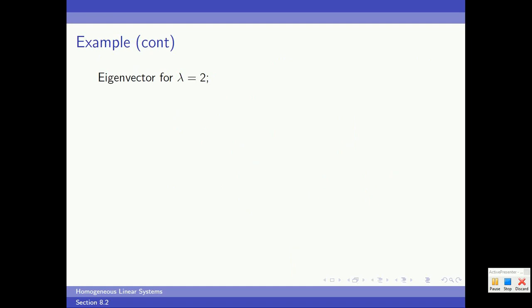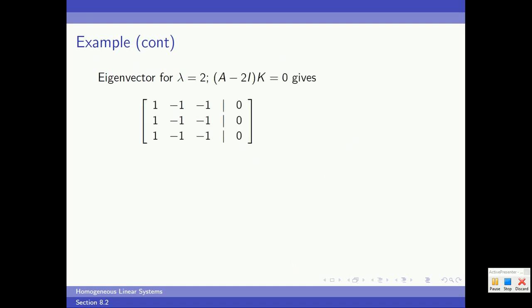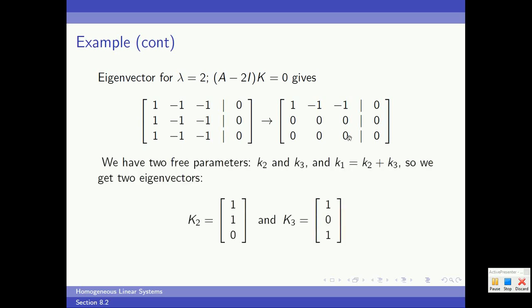Okay, so now dealing with the lambda equals 2 case. So again, I'm looking at A minus 2I times K equals 0. This is my augmented form. Notice here that I have a leading 1. If I multiply this by negative 1 and add it to my second and my third rows, it gives me this. So I have a leading 1 here for my K1, but I don't have a leading 1 for my K2 or my K3, so both of these are free parameters. I have K1 minus K2 minus K3 is equal to 0, or K1 is equal to K2 plus K3.